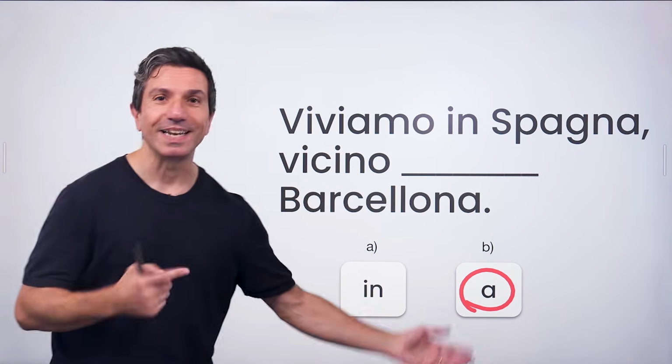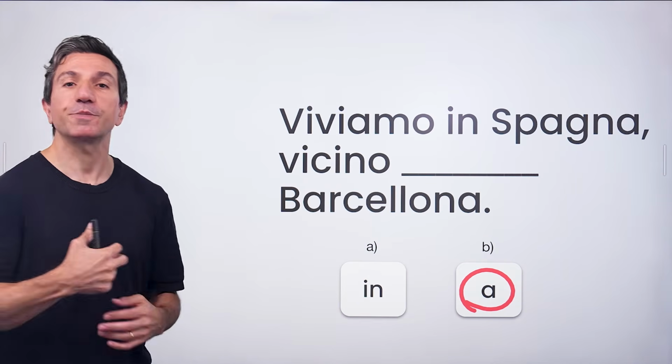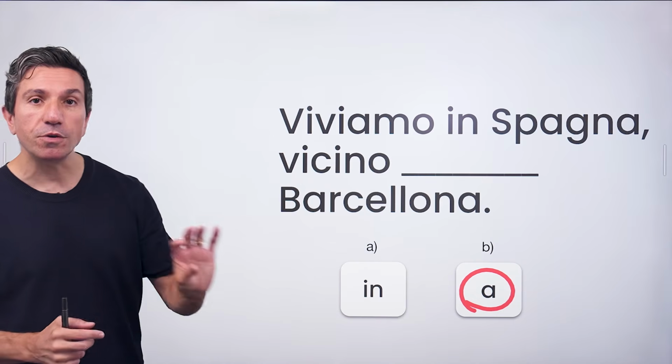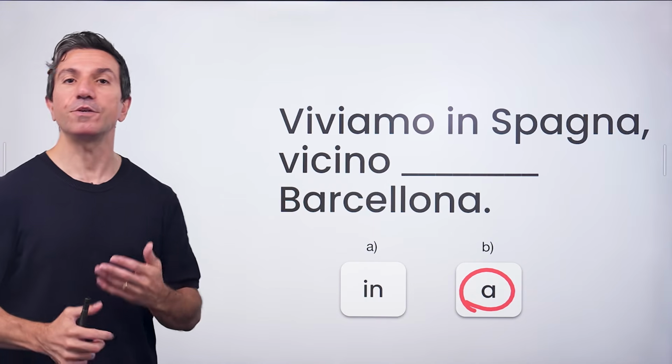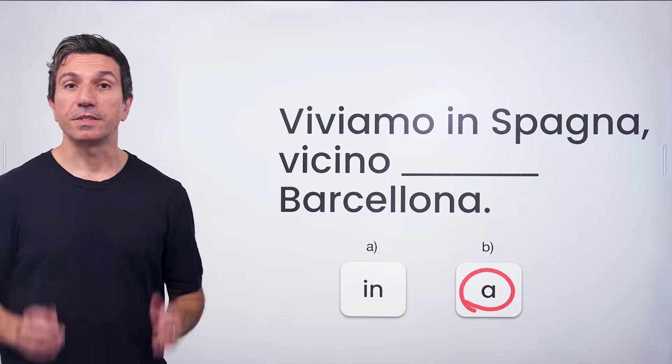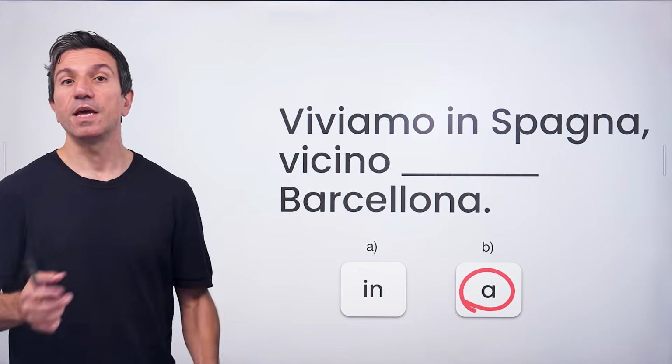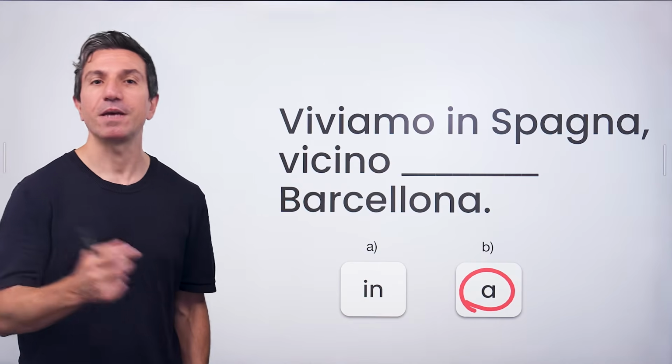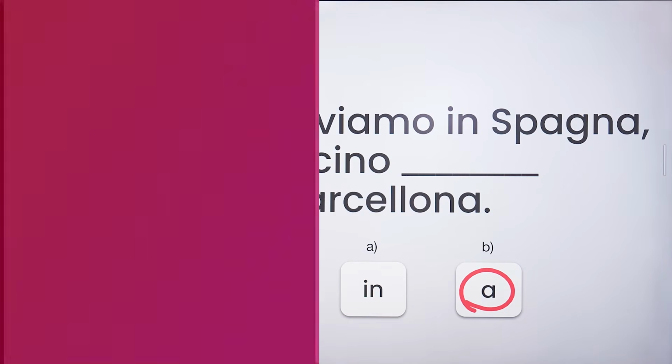We use a in this sentence because after expressions like vicino, near, Italian uses a to indicate proximity to a location. Since Barcelona is a city, vicino a Barcellona means near Barcelona.